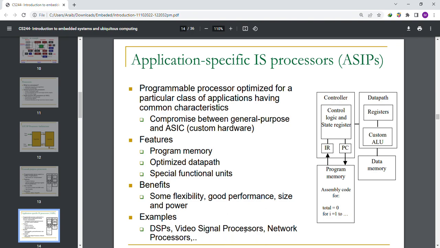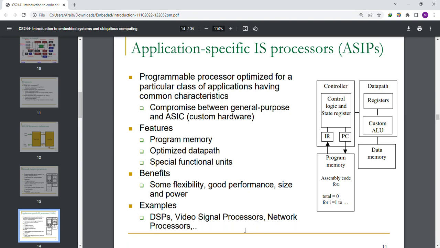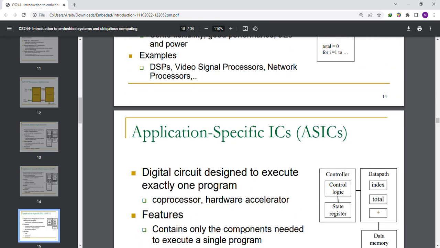Application specific instruction set processor, ASIPs. A programmable processor optimized for a particular class of applications having common characteristics. A compromise between general purpose and ASIC. Features: program memory, optimized datapath, special functionality, functional units. Benefits: some flexibility, good performance, size and power. Examples: video signal processors, network processors.